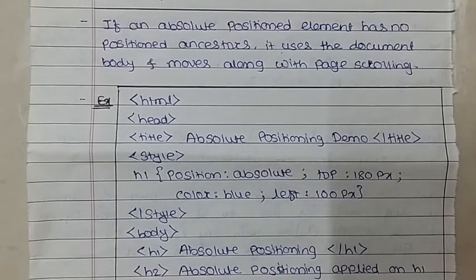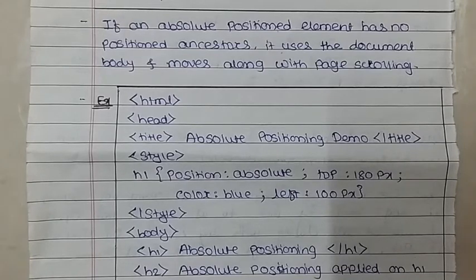If the element with absolute positioning has no ancestor, what does that mean? It cannot hold a parent, so what does it use? It uses the document body and moves along with the page scrolling. Okay, clear? If it has an ancestor or parent class, then it is positioned according to that parent or ancestor. If no ancestor is there, then it uses the document body and moves along with the page scrolling.